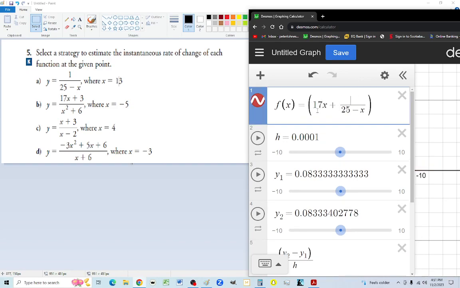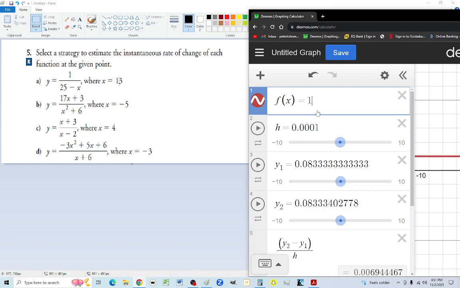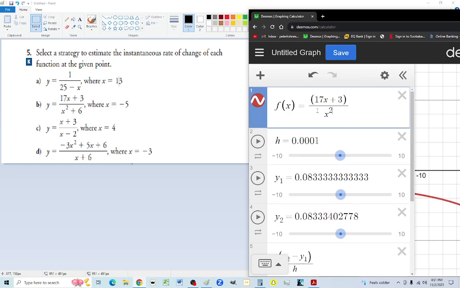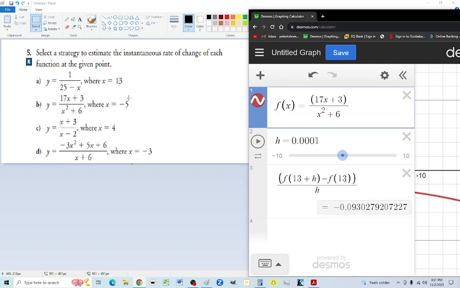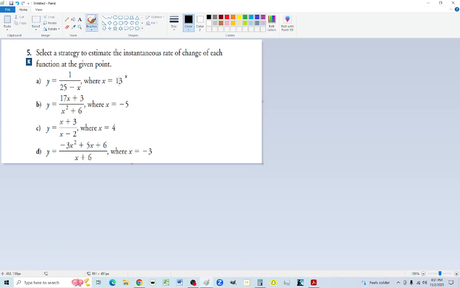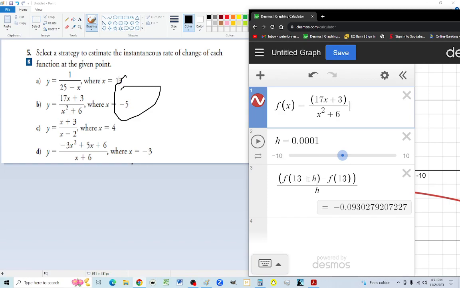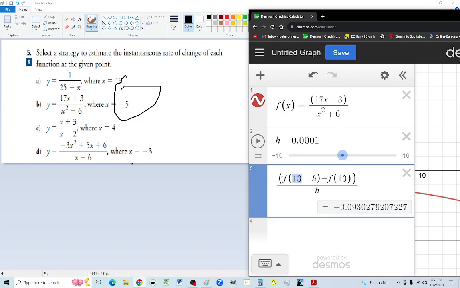17x plus 3 divided by x squared plus 6. I'm going to use the same h, but this time we're going to just use this formula. And this time they're looking at x right here. We're looking at x is minus 5. So we're going to do f of minus 5 plus h. And don't forget to put f of minus 5 here. And we're going to get the answer.